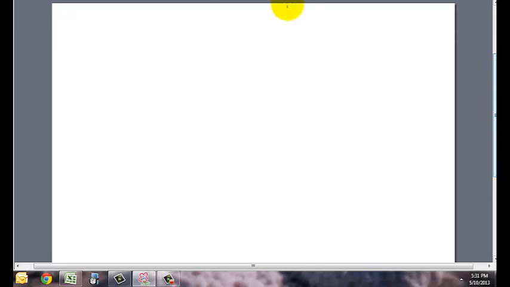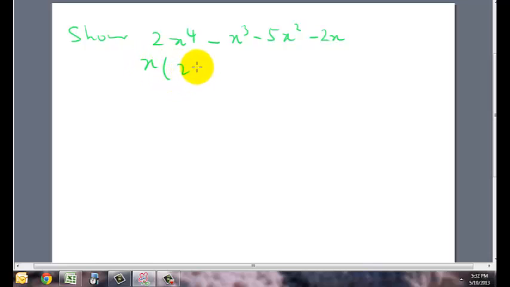Next question says, show 2x to the power of 4 minus x cubed minus 5x squared minus 2x can be written as, and then write down the zeros of this polynomial.